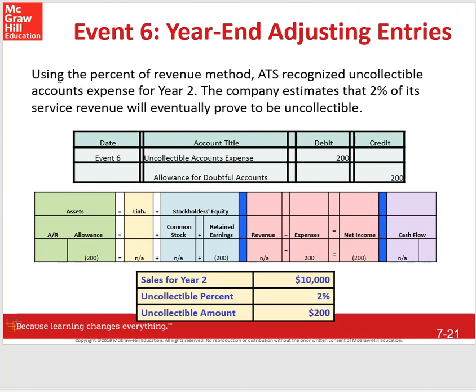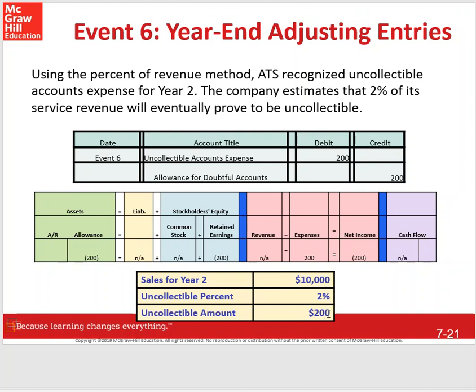So it's the end of year 2. And this time we're going to more clearly use the percent of revenue method. ATS recognized uncollectible accounts expense for year 2. The company estimates that 2% of its service revenue will eventually prove to be uncollectible. Our service revenue for this year was $10,000. And if we multiply that by 2%, our uncollectible amount we believe is going to be $200.